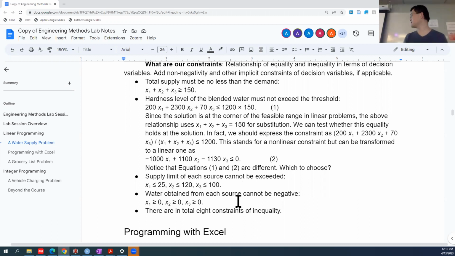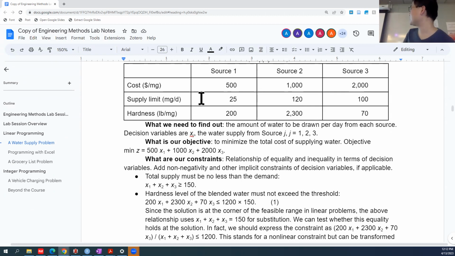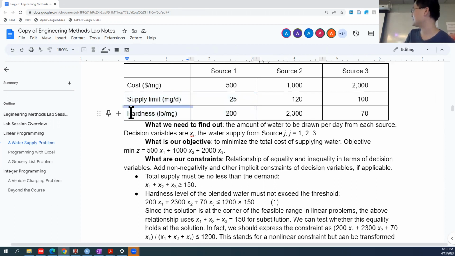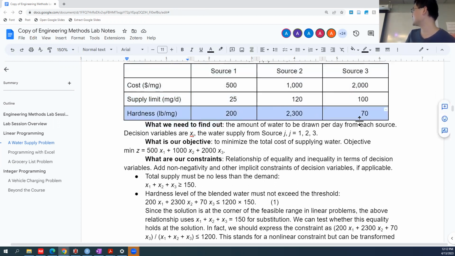If I use the hardness constraints on this row, on the last row for each water source, and use the coefficients.